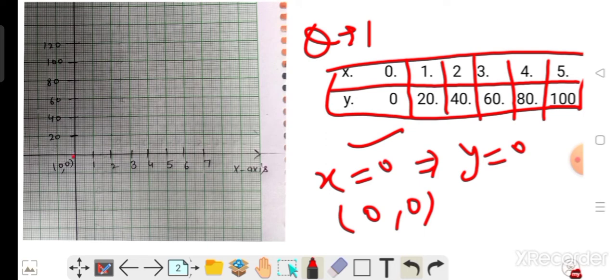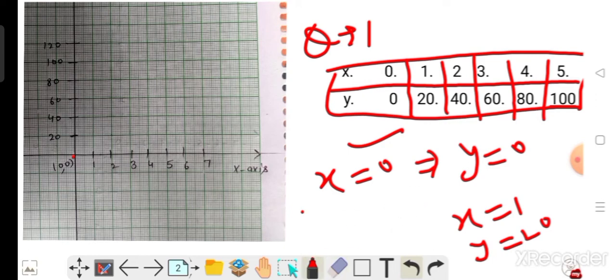Okay, on the next one, when x is equal to 1 then y is equal to 20. So the ordered pair in this case is (1, 20). That means on the x-axis we have to move 1 and on the y-axis we have to move 20. So this is your corresponding point, that is (1, 20). In the same way (2, 40), this is your corresponding point. (3, 60), this is your corresponding point. (4, 80), this is your corresponding point. And (5, 100), this is your corresponding point. These are the points on the graph.